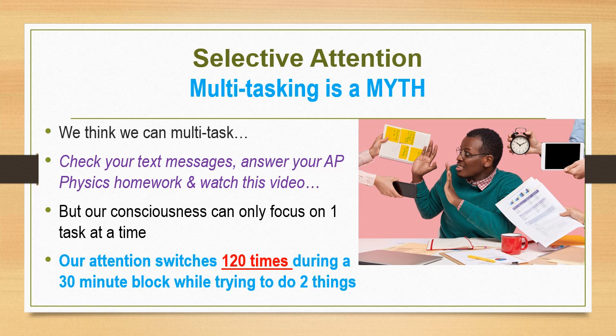Our attention switches 120 times during a 30-minute block if we're trying to do two things at once. It's 120 switches that we're doing. So we're really doing 50% of everything very poorly and not getting anything done really well.